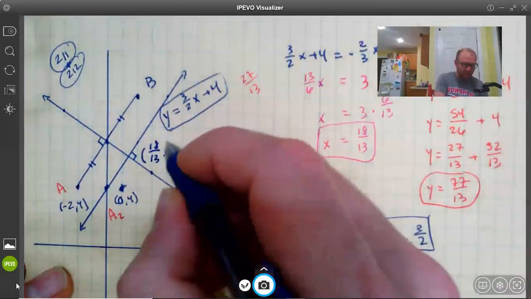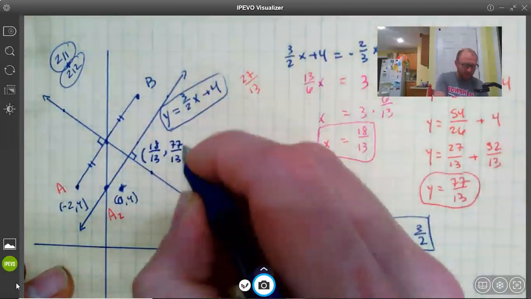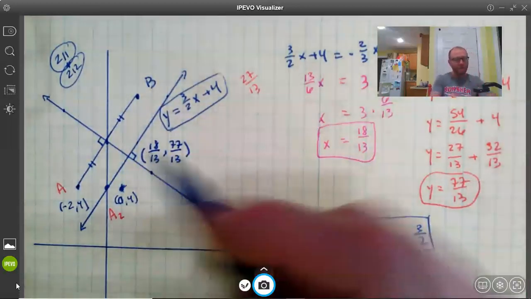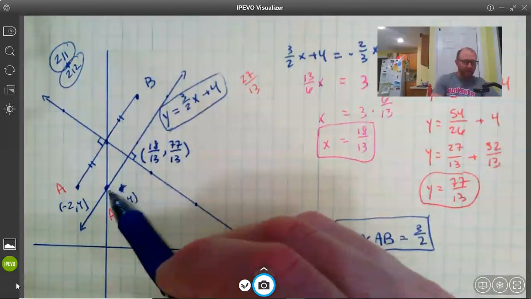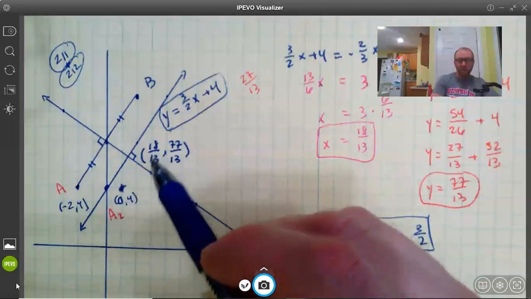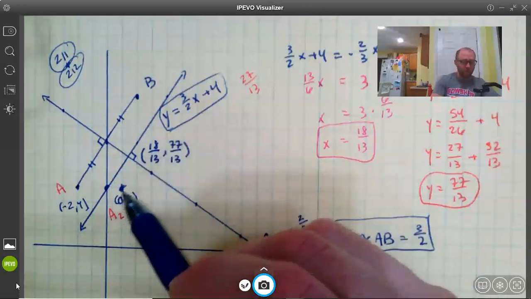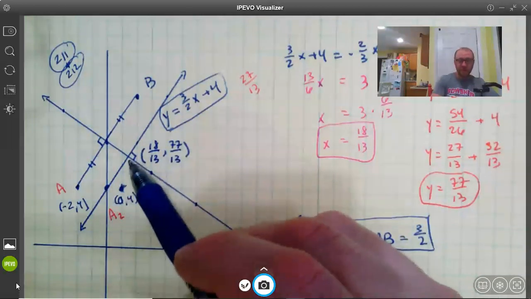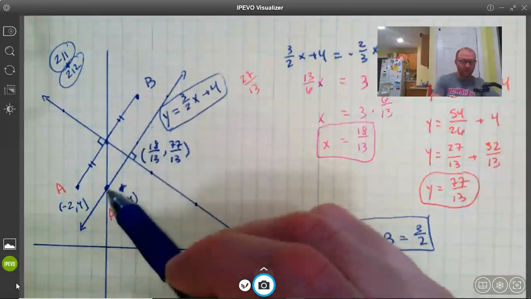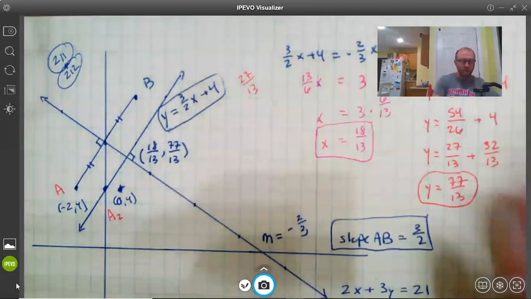18/13, comma, 77/13. Now I want to find where B is. So we know that the horizontal distance from 0, 4 to here will be equal to the horizontal distance from here to B. And the vertical distance from here will be the same as the vertical distance from here to B. So however far we go over and up to get here, we go over that much and up again to get to B.